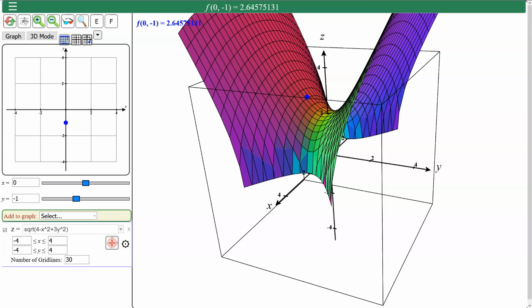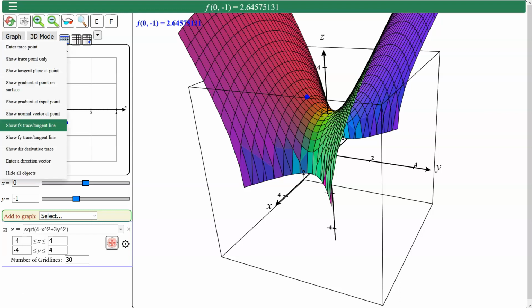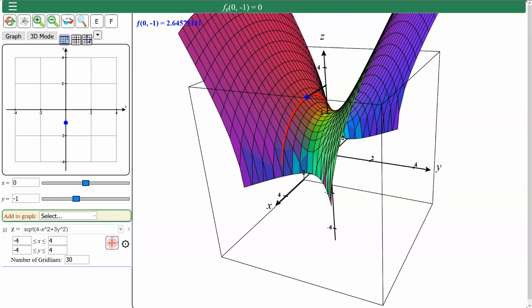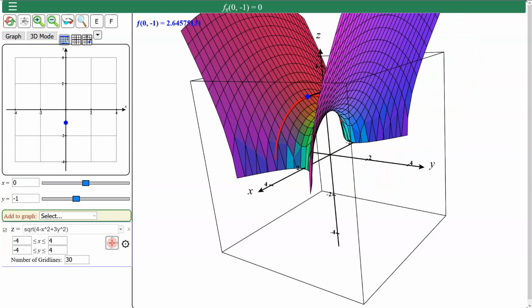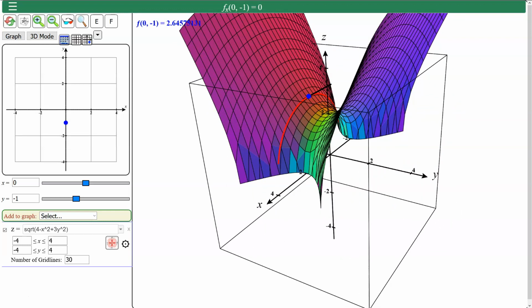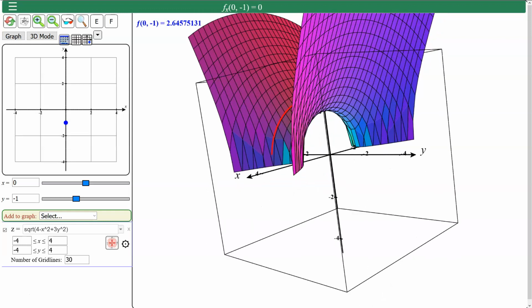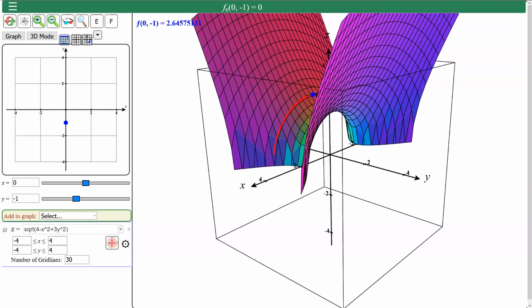So let me show you in the x direction. I'm going to toggle this, and I'm going to show this fx trace tangent line. That's showing you the intersection of this with the plane y is equal to negative 1. Okay, so see there that red? That's when y is equal to negative 1. It cuts the graph in a one-dimensional curve. And at that point, remember now towards us is the positive x direction. So you can't read it this way. To the right is not positive, actually to the left, the way we're looking at it. It has derivative 0 here. And you can kind of see that. It reaches a local maximum there, it looks like.